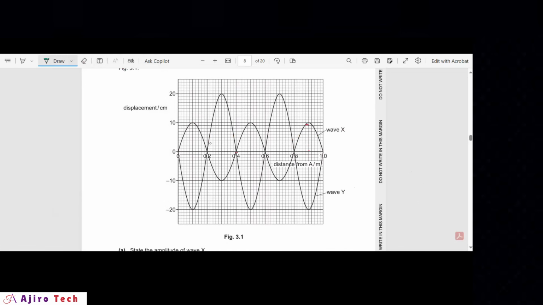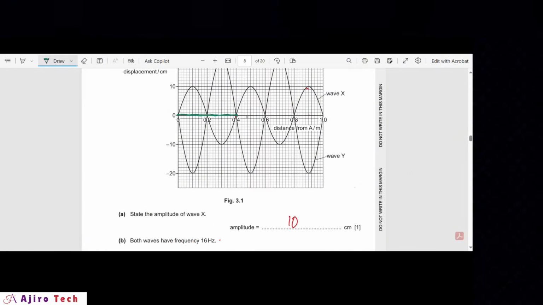So we need to identify a complete cycle. That means from here to here. It's a complete cycle. You can see now, this to this, guys. So meaning that the wavelength is 0.4 meters. So I have to put the unit. The distance between something like this is called a wavelength.